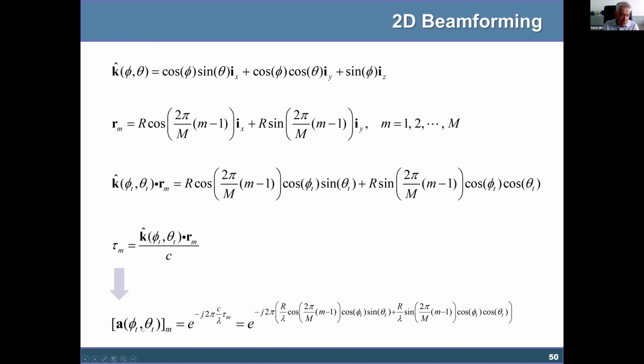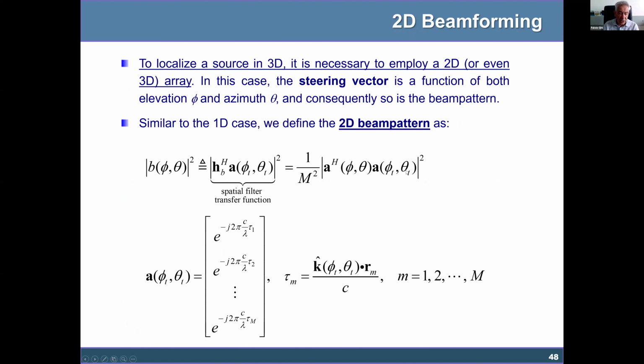And so in this way you can build the array response for a target that has elevation φt and azimuth θ. So you get this, and then obviously A of φ, θ has exactly the same structure. So you calculate this inner product, you take the modulo square, you divide by M square, and you have the power beam pattern.